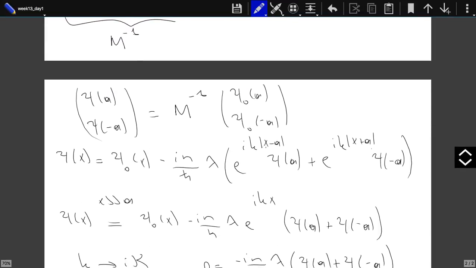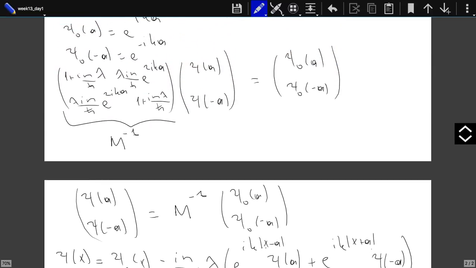You see, these are our functions: M inverse, psi 0 of a, psi 0 of minus a. Well, psi of a or psi of minus a diverges if M inverse diverges. M inverse diverges when its determinant is 0. So we can identify the poles by taking this matrix M. No, this is our M, not M inverse.